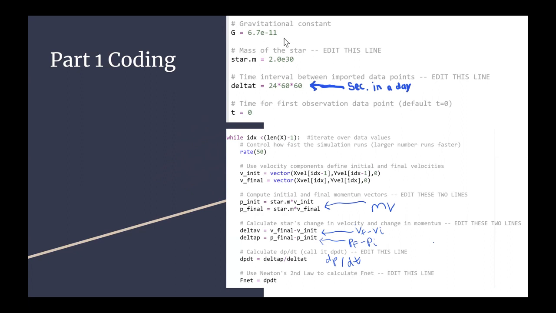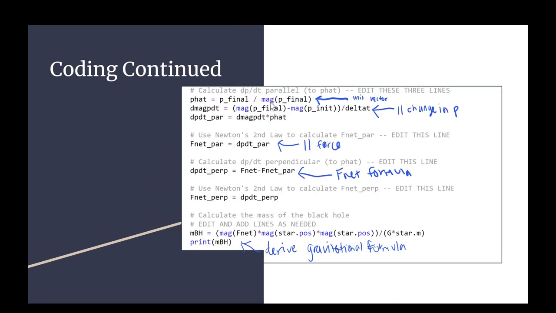Part one of the coding, we have the gravitational constant, the mass of the star. The time I used was the amount of seconds in a day. And then for P initial and P final, I just used mass times velocity, which is the formula for momentum. I used velocity update formula and momentum update formula for delta V and delta P. For the unit vector for P hat, we have P final over the magnitude of P final, which is just the typical formula for a unit vector.